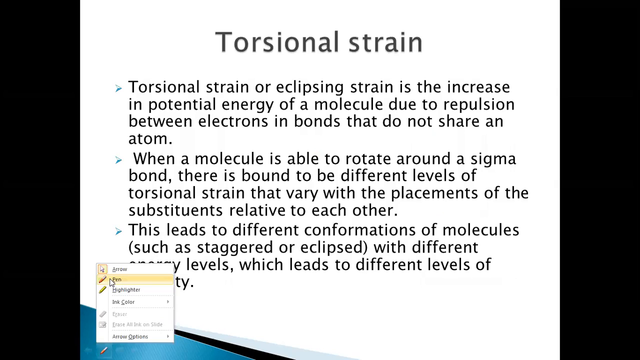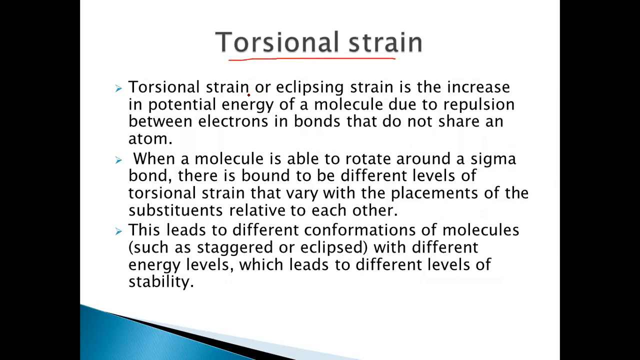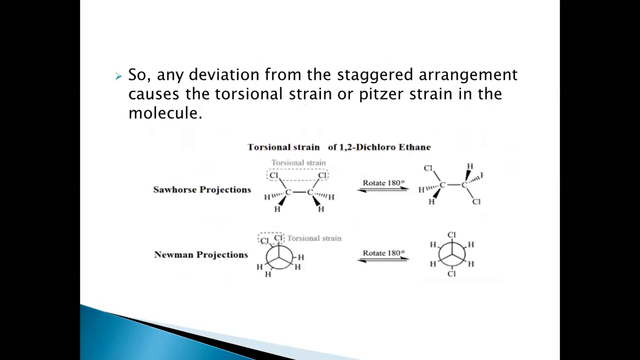Now let's take the torsional strain. This is the second type of strain which is affecting the stability of the conformers. This torsional strain can be best explained with the help of an example.